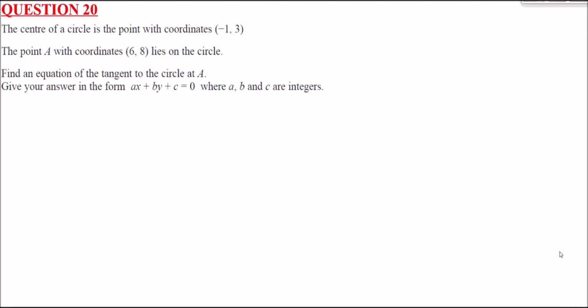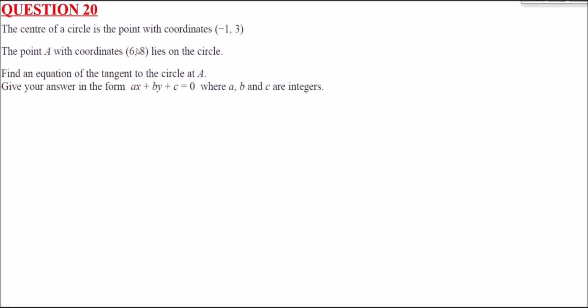Question 20. This one and question 21 are very tricky indeed, I think, so let's just try and explain it step by step. So we're talking about a circle here, and its centre is at coordinates minus 1, 3. And point A is also given as coordinates 6, 8. So we're talking about coordinates from the off.